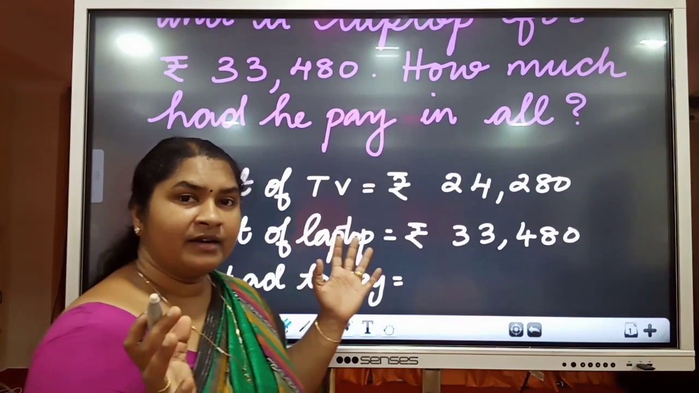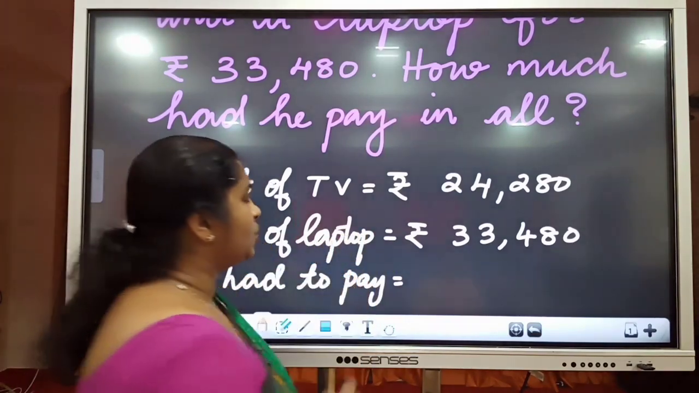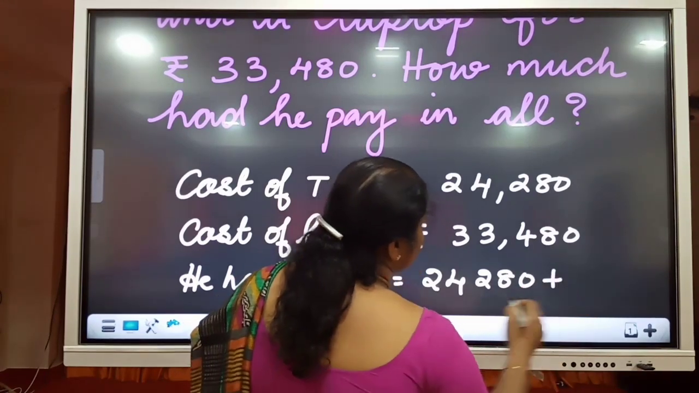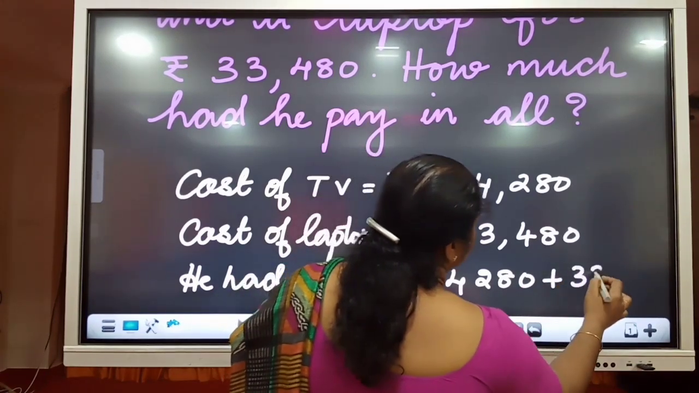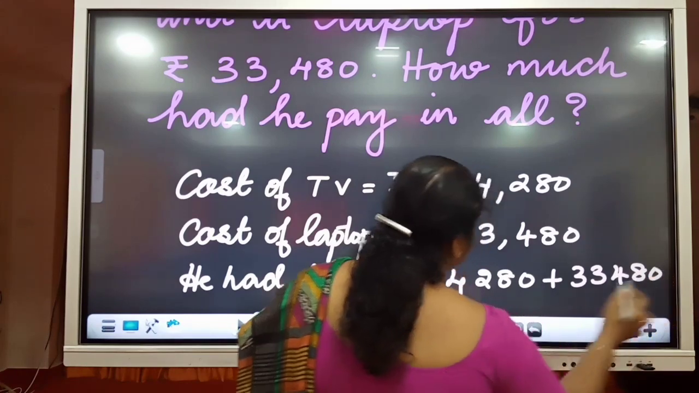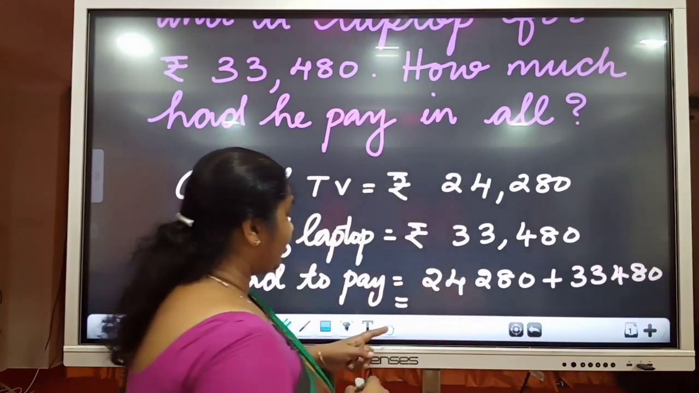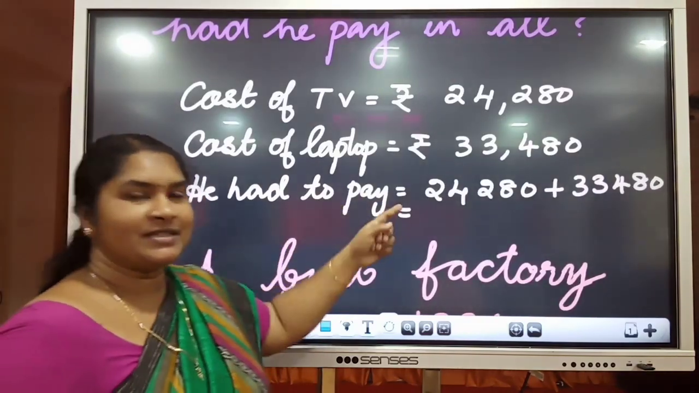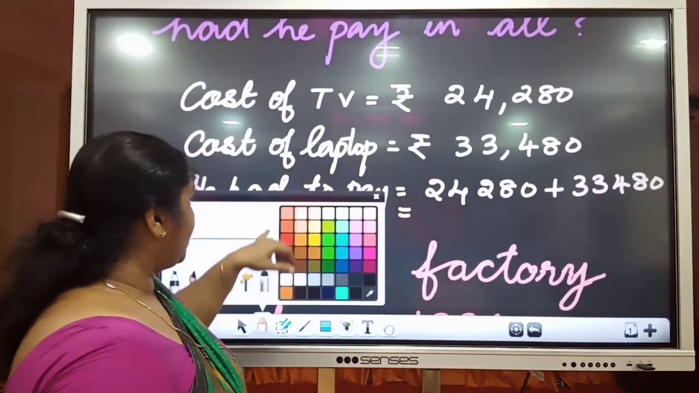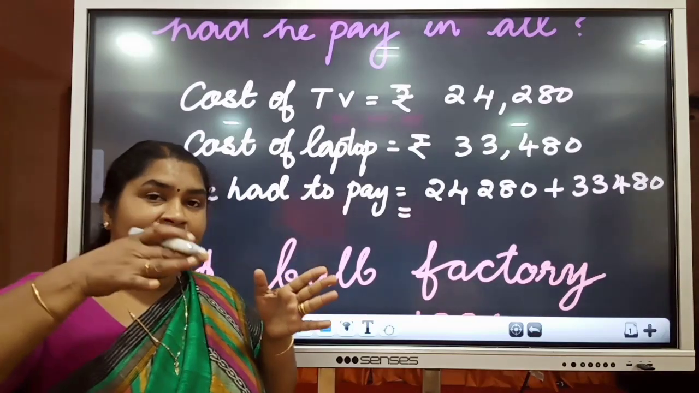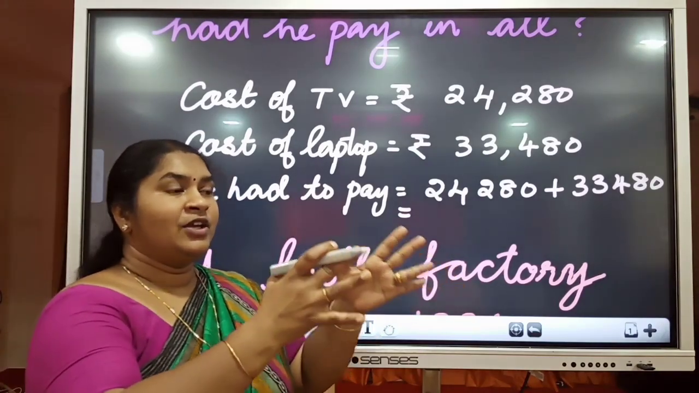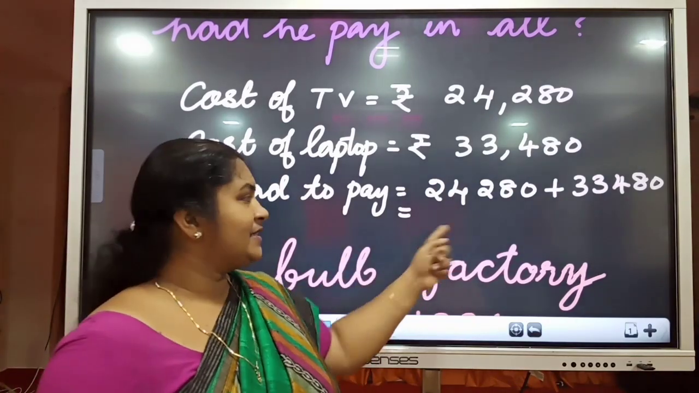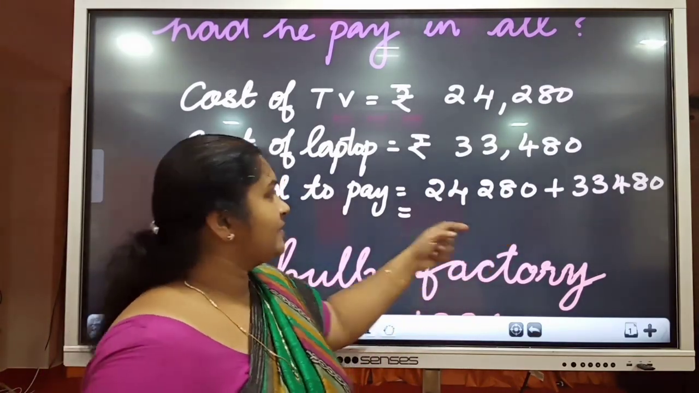What is to be done? We should add these two. 24,280 plus 33,480. I told you already that I am not going to write the answer. You are the persons to do this. I have kept the steps here just to step into your home. That is the duty of yours.